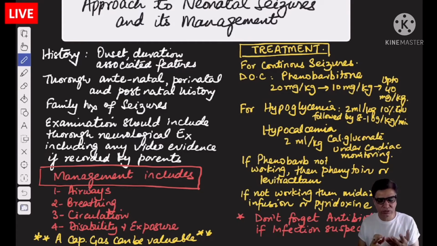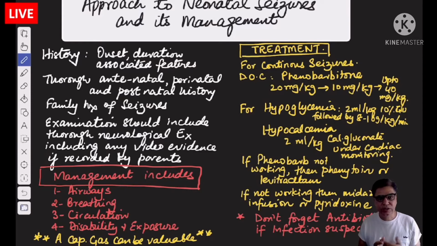For continuous seizures, you start with phenobarb, 20 milligram per kg body weight, and then if it stops, well and good. If not, give further aliquots of 10 milligram till you reach the total of 40 milligram per kg. Not working, move on to the second line, which is either Keppra or phenytoin, 20 milligram per kg body weight. Again, if that doesn't work, you'll move on to the third line, which is midazolam infusion.